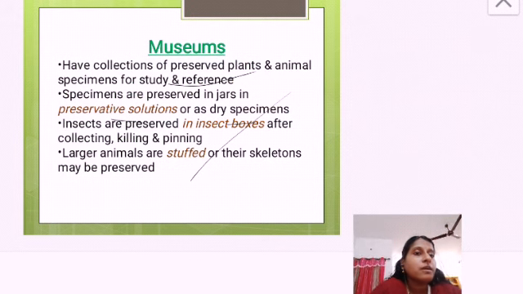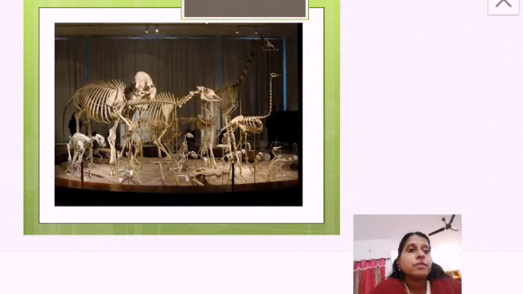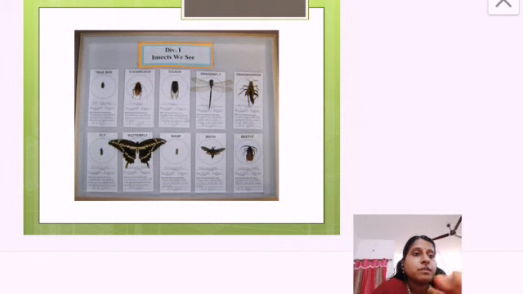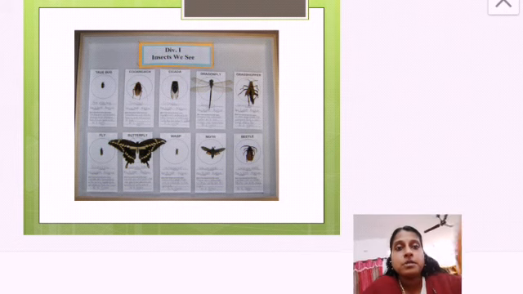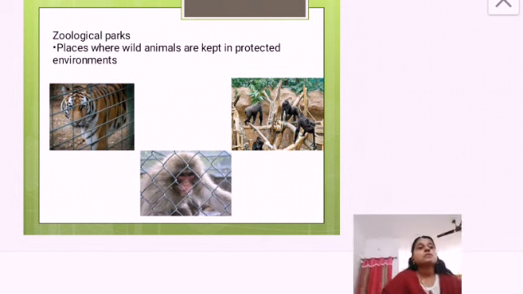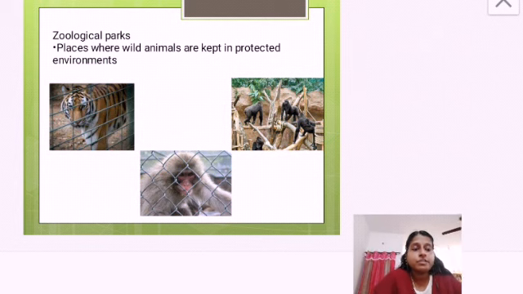Large animals are stuffed, or in case stuffing is not possible, those animals' skeletons are maintained. So here you can find the skeletons of some animals and stuffed animals. Insects, you can find, are preserved and kept in insect boxes. The other one is what? The zoological park, which is again a method for learning. As a reference, we are going to use what? Zoological parks. Mostly you would have visited a zoo, isn't it?